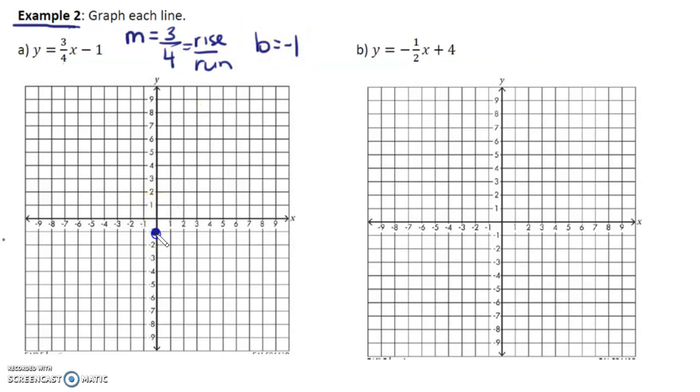So negative 1 is here, and we're going to go up 3, over 4. Up 3, over 4. I'm going to also go down 3 and left 4, just keeping with the pattern the way that the line is going. So we connect these points with a line, of course using our ruler, put arrows on both ends, and label the line.